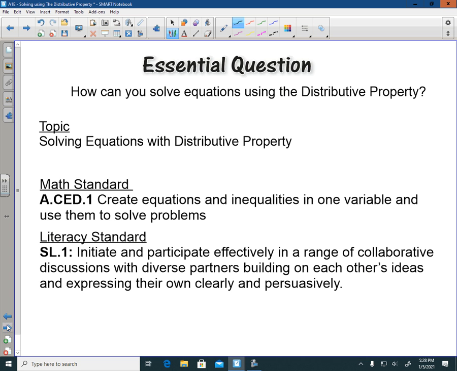All right, here's your essential question today. How can you solve equations using the distributive property? And the topic is solving equations with distributive property. So we're going to be taking the idea of the distributive property to simplify and combining that with what we know about solving equations, much like we did the last time I made a video when we were doing that with combining like terms. Make sure this topic gets into the table of contents of your notebook, and let's go.